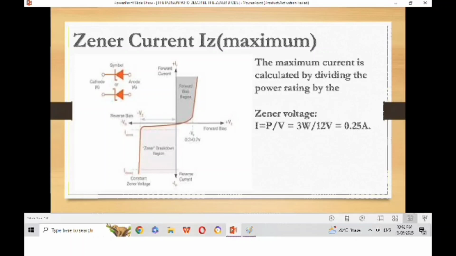The second is the maximum Zener current. The maximum current is calculated by dividing the power rating by the Zener voltage. Current is equal to power over voltage. So, 3 watts over 12 volts. The 3 watts represents the power, and the 12 volts is the voltage. Then the answer is 0.25 amperes. This is the current.